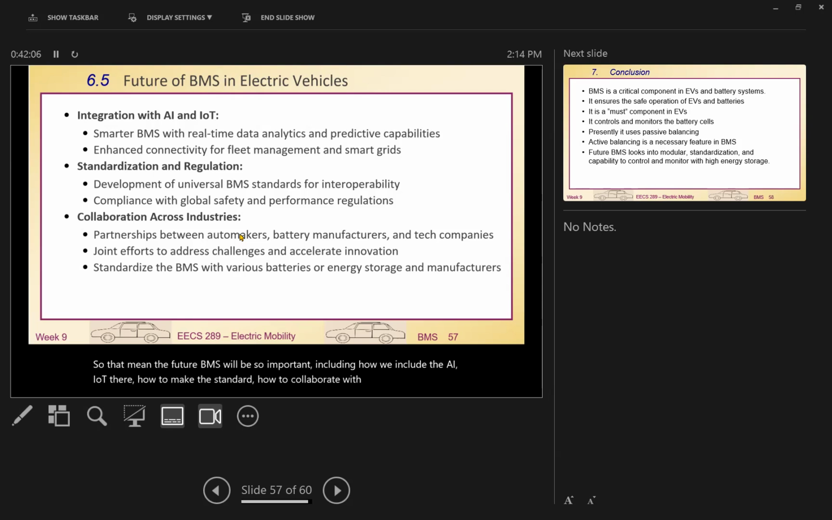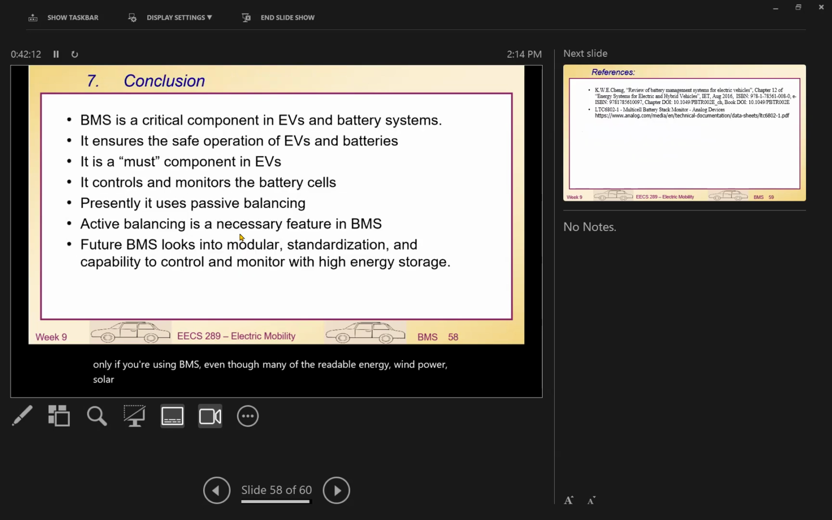Not only EVs use BMS, but also renewable energy, wind power, solar power and power distribution. So the conclusion here is that BMS is getting more important. You can see that we talked not only about BMS today, but also about the BMS of the future, including the modular approach, standardization, and high capacity to monitor the new changes in high energy. That's it. Any questions?